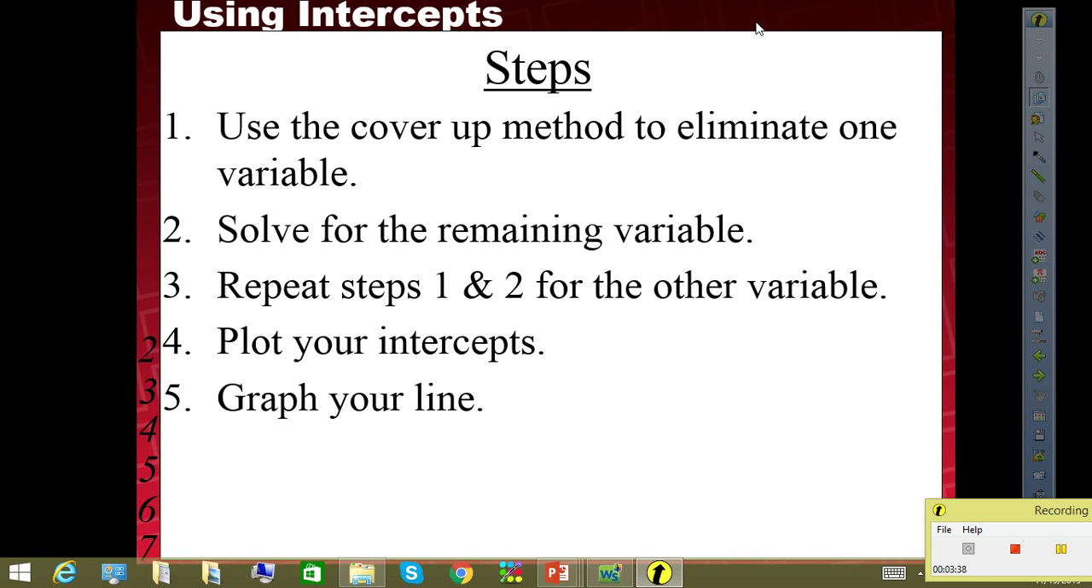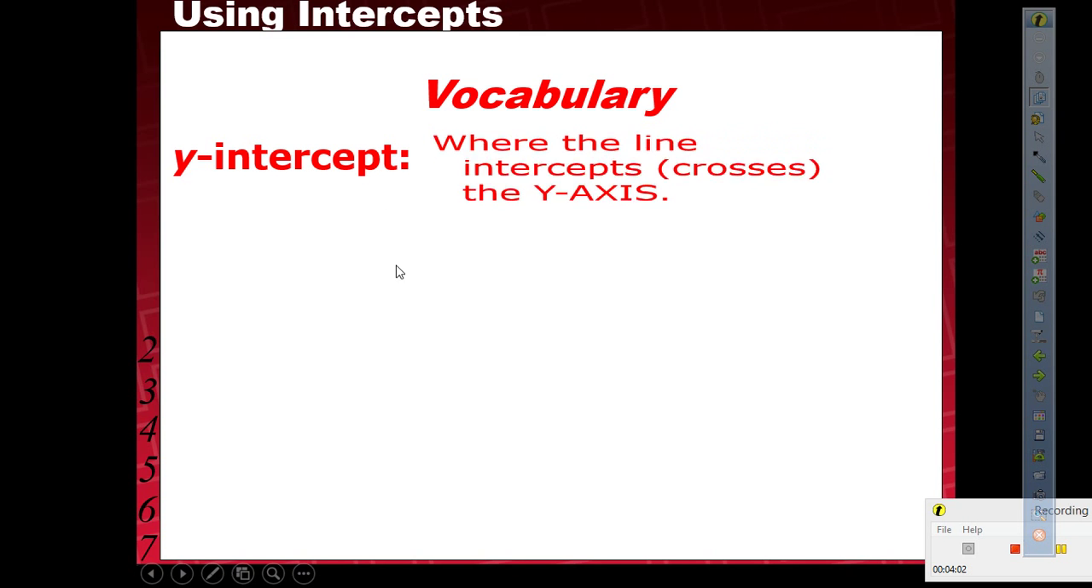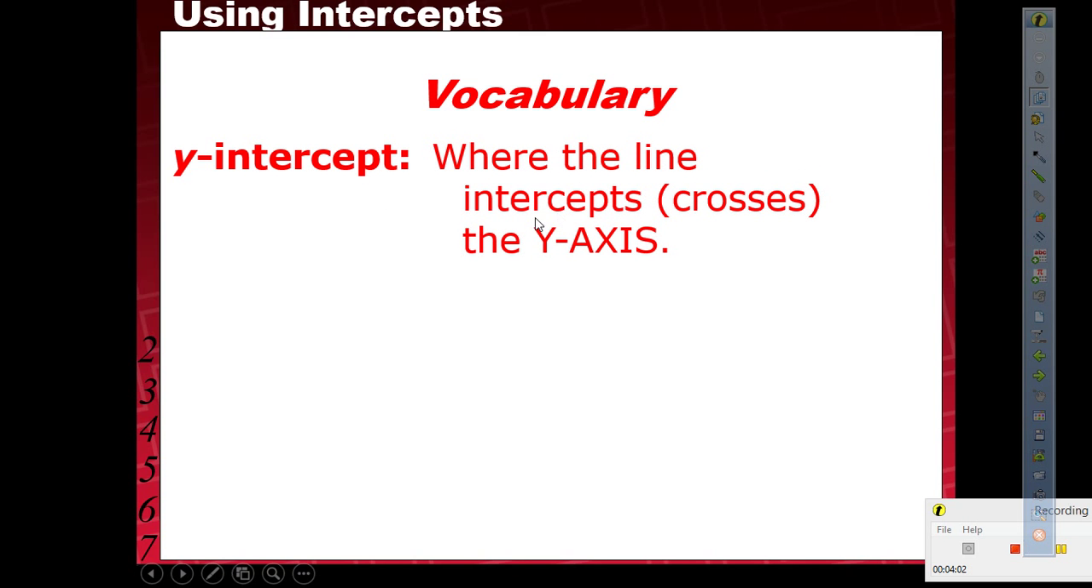So on the Q column of your Cornell notes, write this down, please. X-intercept. And for this lesson, I'm going to stick to red for the y-intercept, and I'm going to stick to blue for the x-intercepts. So y-intercept, what is that? Y-intercept is where the line intercepts, in parentheses, which means crosses. What does it cross? The y-axis.